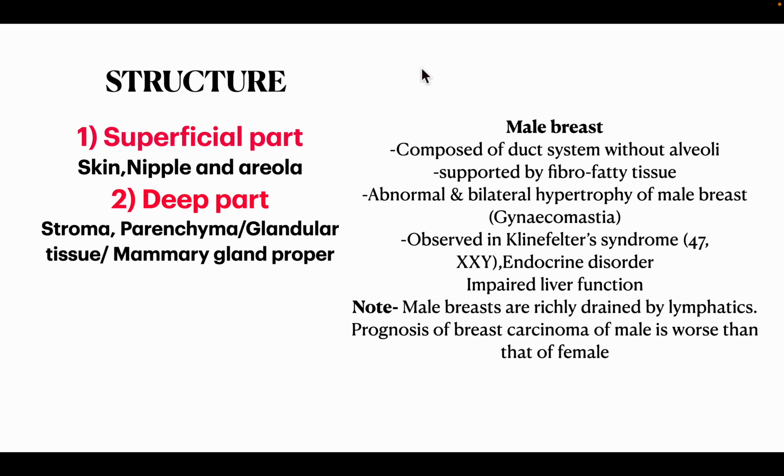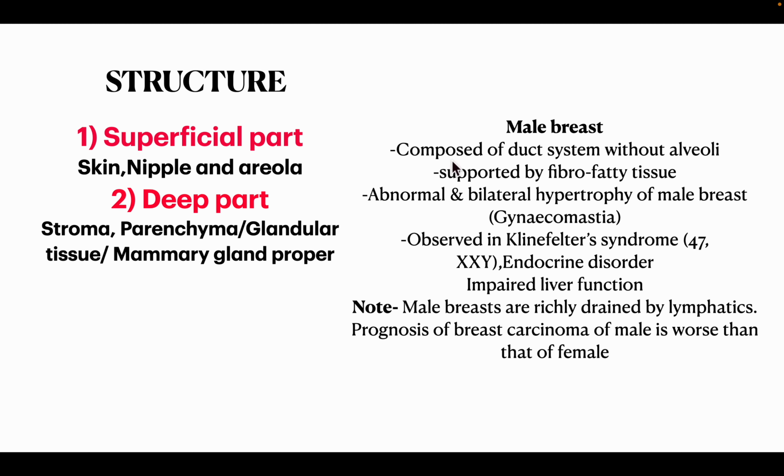If you see the mammary gland, there is a superficial part and a deep part. The superficial part consists of skin, nipple and areolar area. In the deeper part, there is stroma, parenchyma or glandular tissue. Then we have the mammary gland proper also. But before dealing with the superficial part and the deep part, let's know about the male breast, right?